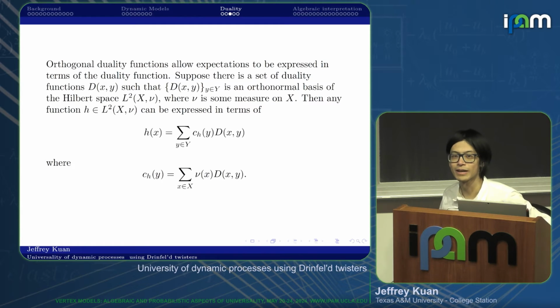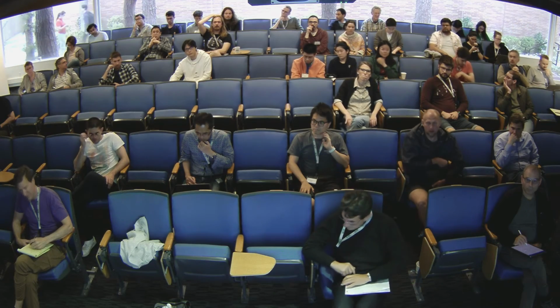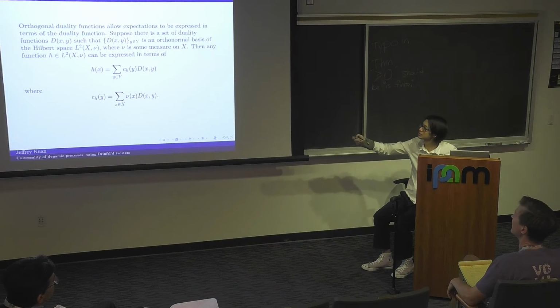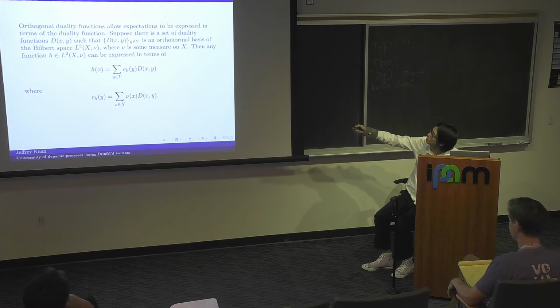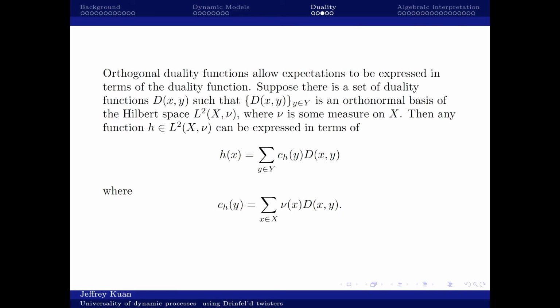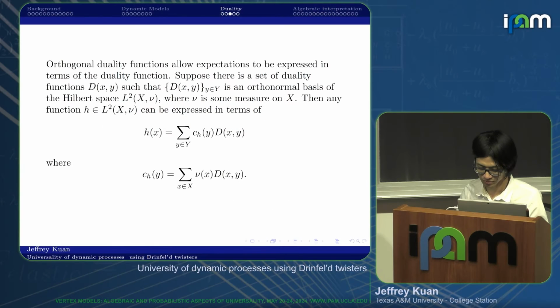Okay? Sorry? Yes, there's a question. The condition that these be an orthogonal basis, is it for each fixed x or for almost every x? Yeah, so the question was about fixing. Oh, yeah, fixed y, I see. The basis is indexed by y, so they're functions of x. They're functions of x which are orthonormal in the Hilbert space with respect to some measure. I'll say more about the measure later.